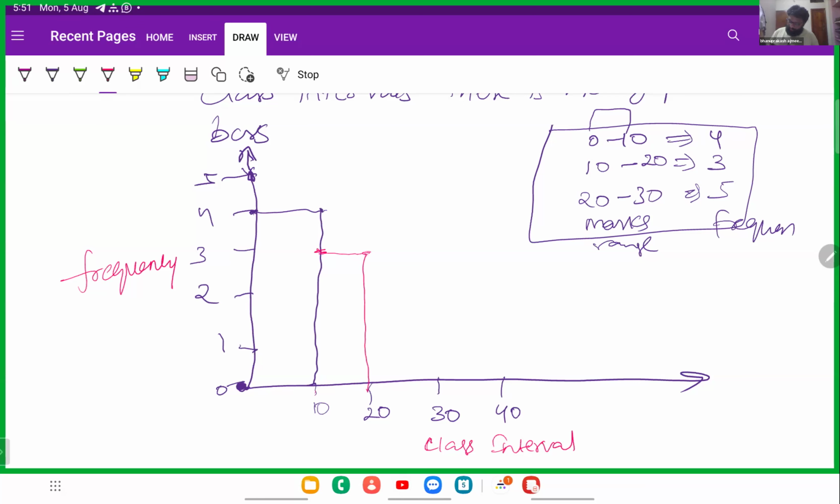This is class interval, and 20 to 30 has 5 students. So this is 5 and this is 5.